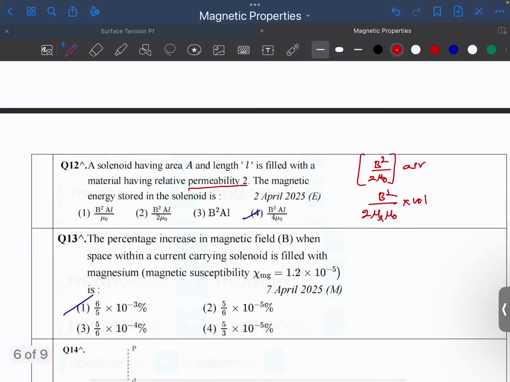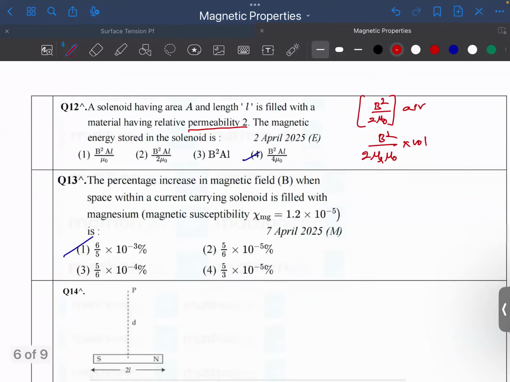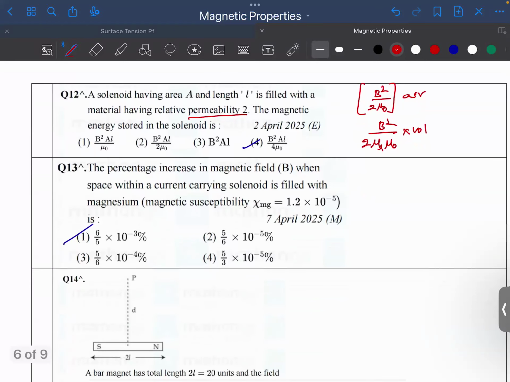Right. The percentage increase in magnetic field B when the space within a current carrying solenoid is filled with magnesium. B is proportional to mu r. You know that.